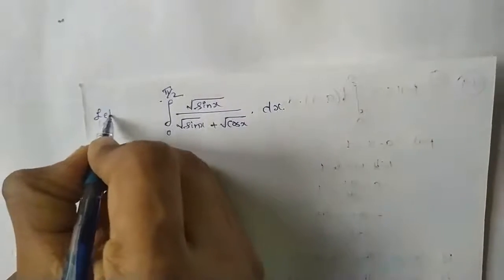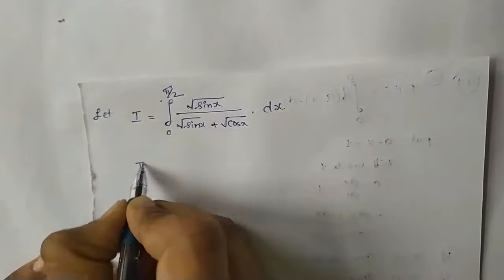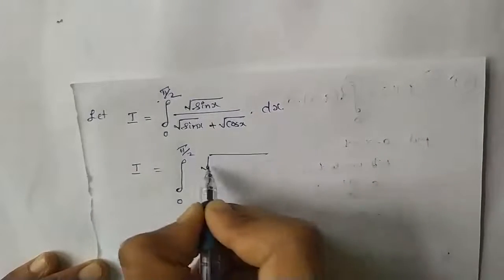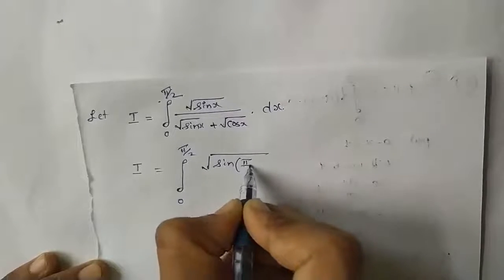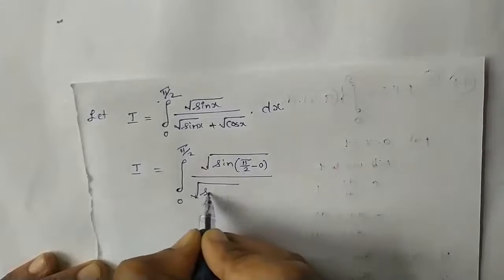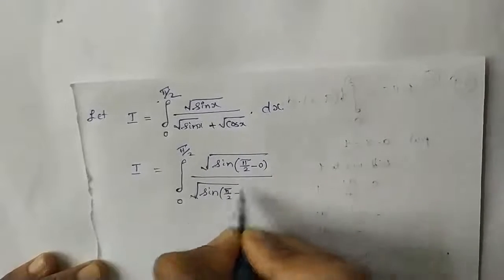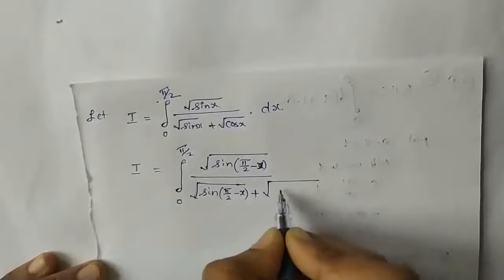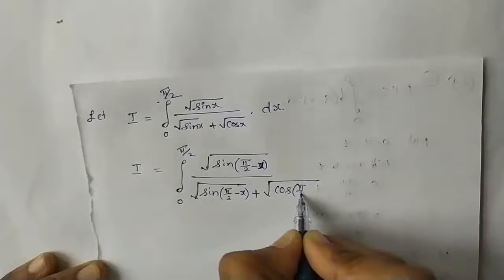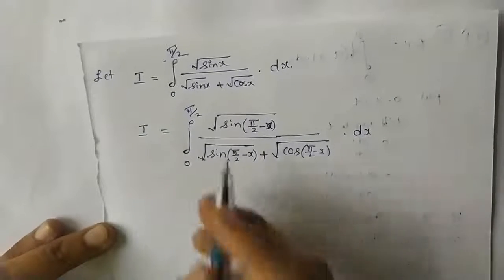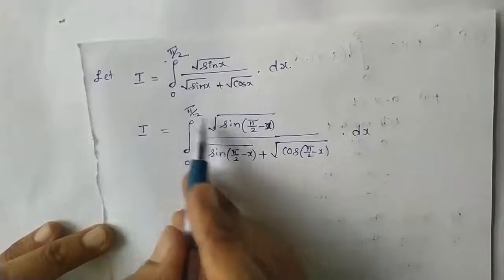Before that, we have to consider it as I. Let I equal to integration of 0 to pi by 2 square root of sin of (pi by 2 minus x) divided by square root of sin of (pi by 2 minus x) plus square root of cos of (pi by 2 minus x) into dx. I am applying the property: wherever x is there, you just replace it with pi by 2 minus x.